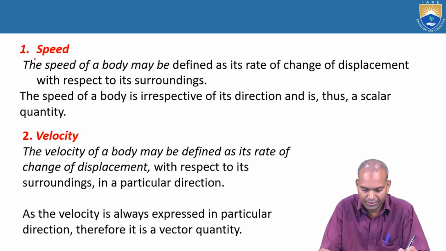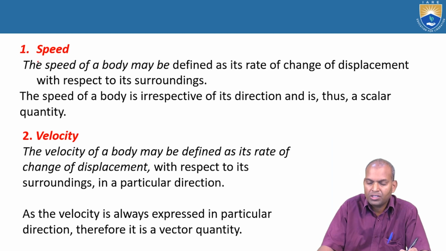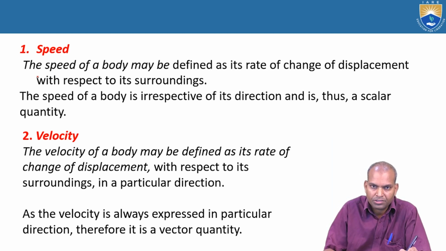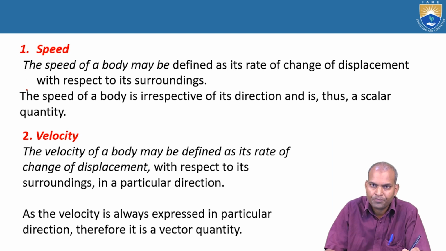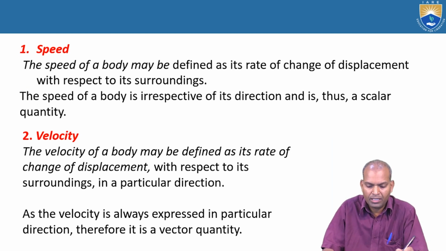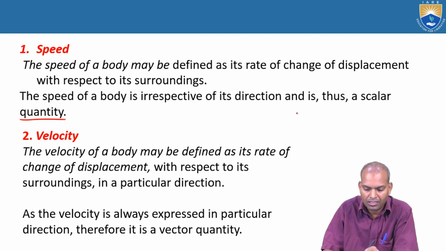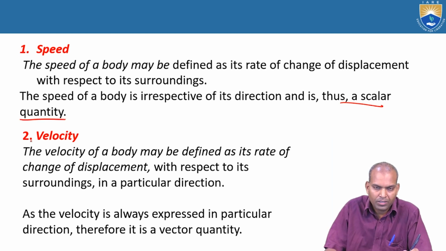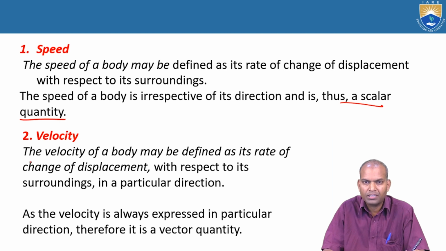Speed is defined as the rate of change of displacement with respect to time. The speed of a body is a scalar quantity because it is not expressed in any particular direction. That's why it is a scalar quantity. Now, what is the vector? What is velocity? Velocity is a vector quantity because it is always expressed in a particular direction.